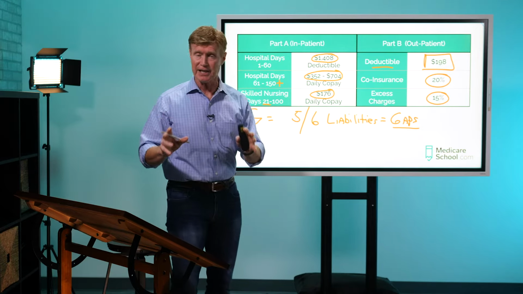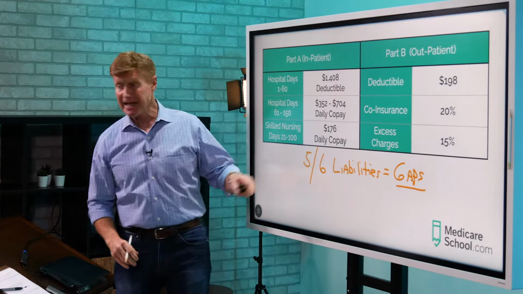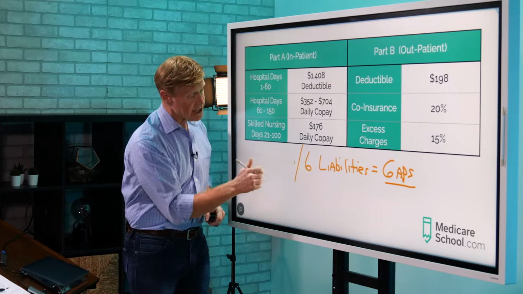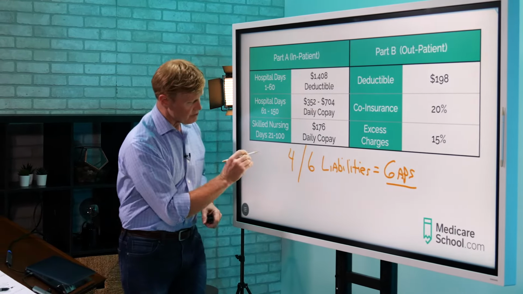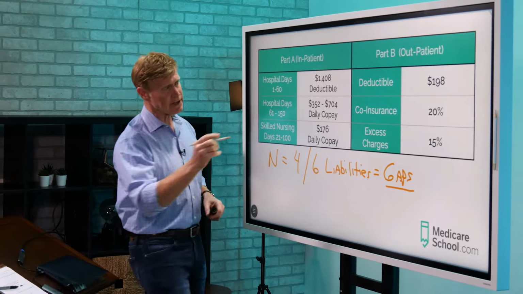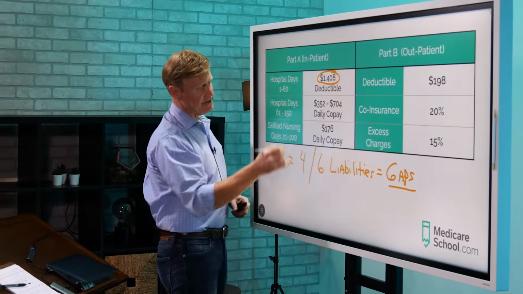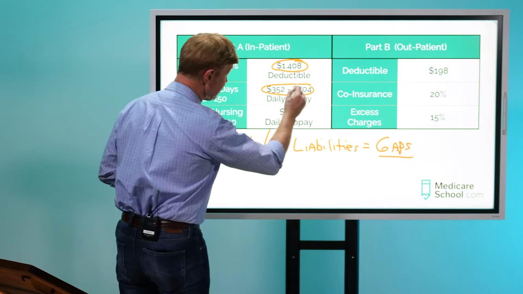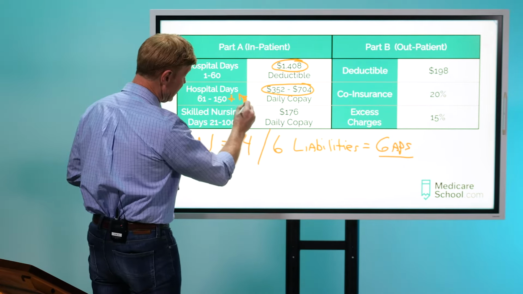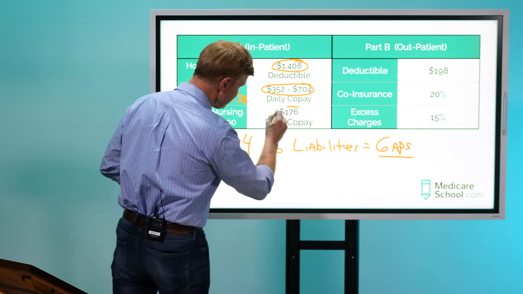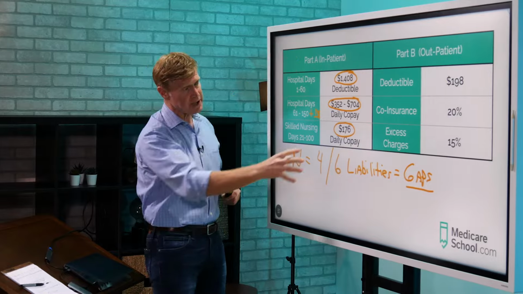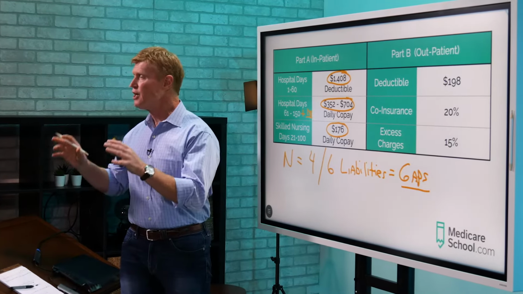Now let's compare that to the N plan. So we saw that the G plan paid 5 of the 6 gaps. Now if we decide to buy an N plan, it's only going to cover 4 of the 6 gaps. Now the N and the G truly are identical on the hospital side. The N plan will pay your deductible. It will pay your daily copays if you have extended hospital stays. It will also give you a whole other year in the hospital at no cost to you. It also will pay your $176 copays if you're in the skilled nursing facility more than 20 days. So truly on this side of Medicare, A, the G and the N are identical.